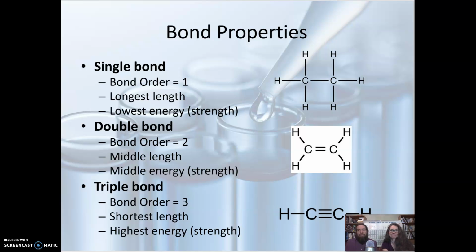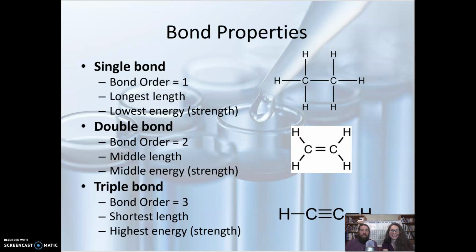Now, we talked about bond order with our resonance structures, and the way we calculated bond order is we counted the number of bonds, and then we divided this by the number of sites to get a bond order. Now, if we apply this to a single bond, we have one bond bonded to one thing, so 1 divided by 1 is 1. A single bond has a bond order of 1. A double bond has a bond order of 2, and a triple bond has a bond order of 3. If all of chemistry could be this easy.